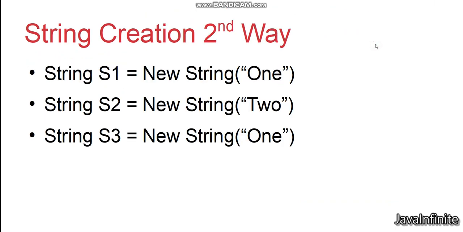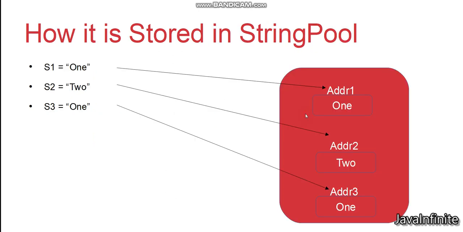So this is the second way of creating a string. We have created three strings here, s1, s2, s3, and we are assigning the values with the help of the new keyword. String s1 equal to new String of 1, string s2 equal to new String of 2, and string s3 equal to new String of 1. Now let's see how these values are populated in the string pool.